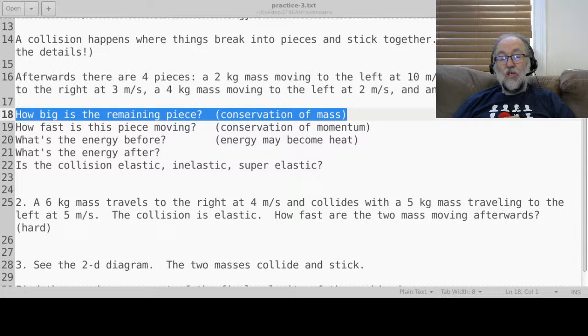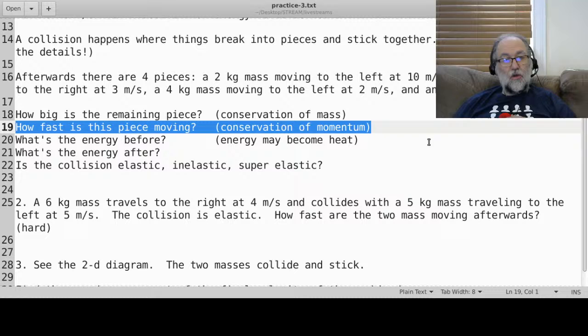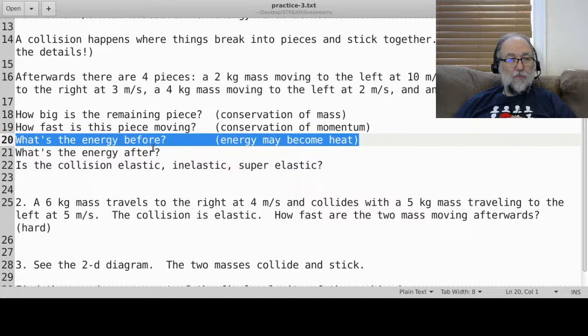The only reason I add that question here is just to emphasize that you already knew of a conservation law before you even started the class. Okay, and then the second question is, how fast is that piece moving? That you're going to use conservation of momentum to answer.